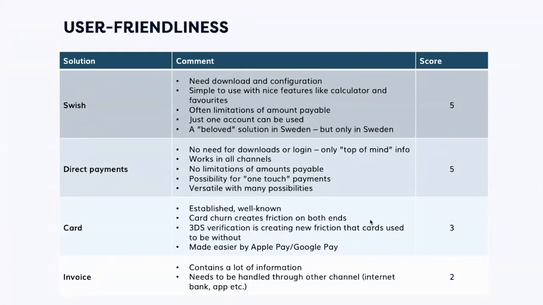We're only going to talk about the 2 top scorers in each criteria, and in this case you can see that it's Swish and direct payments who in our eyes are the top performers when it comes to user friendliness. Swish is a solution that is limited only to Sweden, and of course that creates limitations, but otherwise it is perceived as user-friendly. Once you have downloaded and configured the app, many believe it's really simple to use, with nice features such as the calculator, using favorites, and the possibility to verify the recipient. Good features, a high score, actually 5 out of 5.